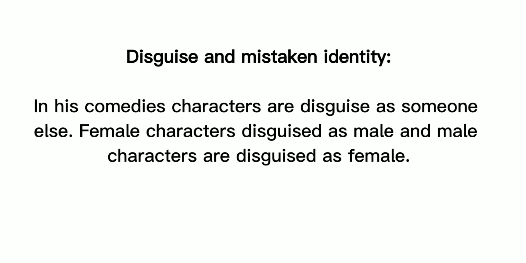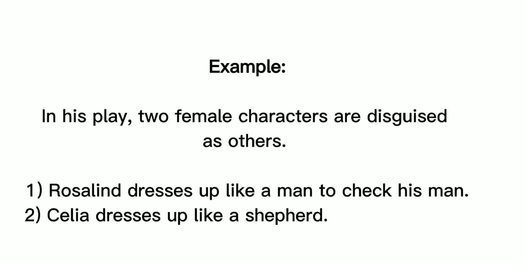Disguise and mistaken identity. In his comedies, characters are disguised as someone else. Female characters are disguised as male and male characters are disguised as female. Example: in his play, two female characters are disguised as others. 1. Rosalind dresses up like a man to test her man. 2. Celia dresses up like a shepherd.